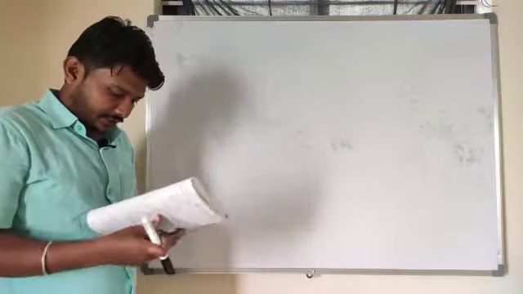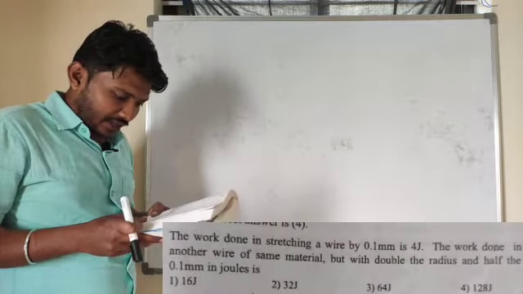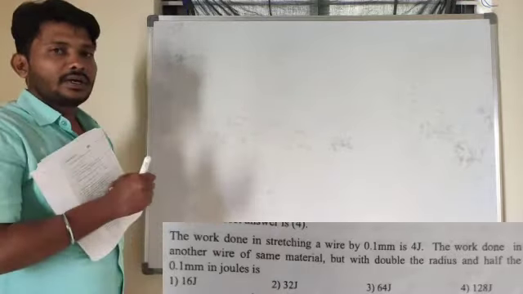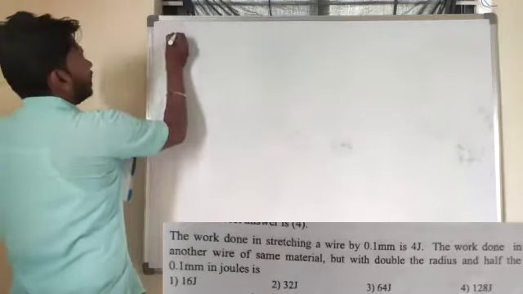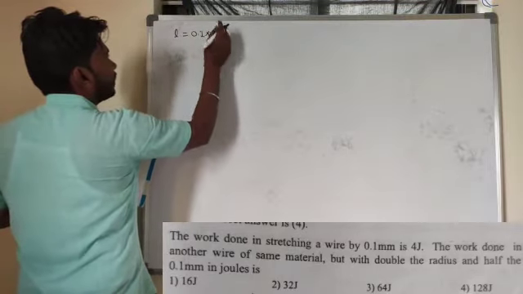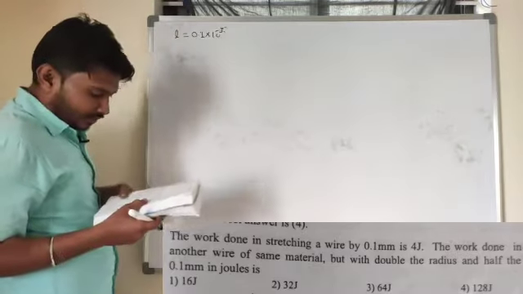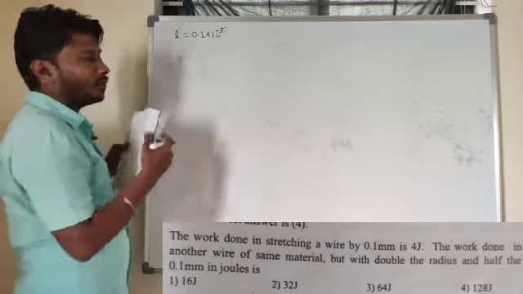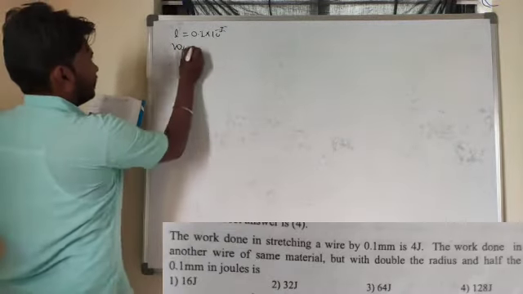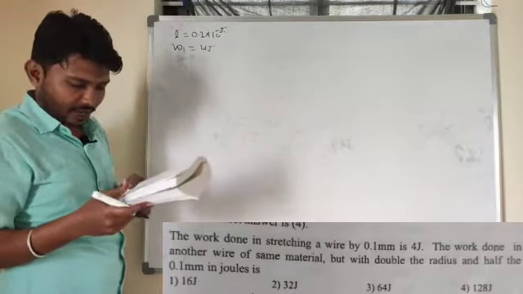So we'll look at next one. Work done in stretching the wire 0.1 millimeter is 4 joule here. So what is the length of the wire here? Length of the wire is 0.1 millimeter, so 10 to the power of minus 3 meter here. So in order to stretch the length of the wire 0.1 millimeter is 4 joule here. So work done will be 4 joule in order to stretch that 0.1 millimeter wire.